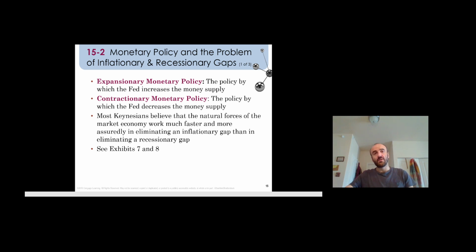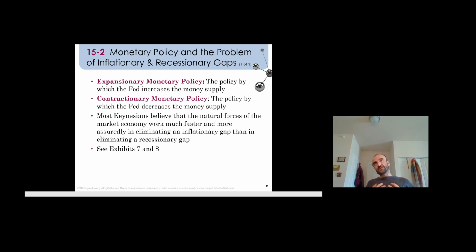Okay, now two more technical concepts. I hope that I'm not burying you with too much technical terminology here, but this is very important. These two are very important: expansionary monetary policy and contractionary monetary policy. Okay, so what is expansionary monetary policy? That's the policy by which the Federal Reserve increases the money supply, expands the money supply. Contractionary is monetary policy of shrinking the money supply.